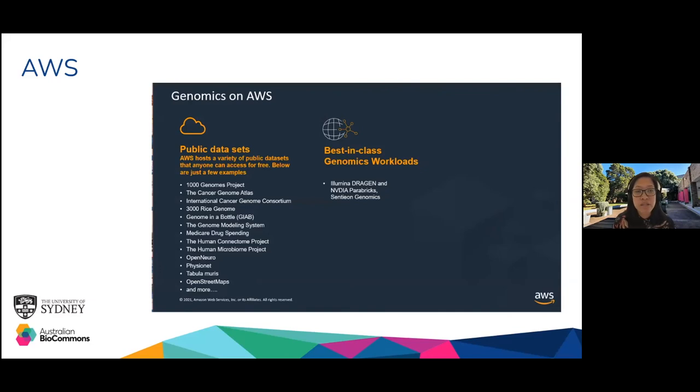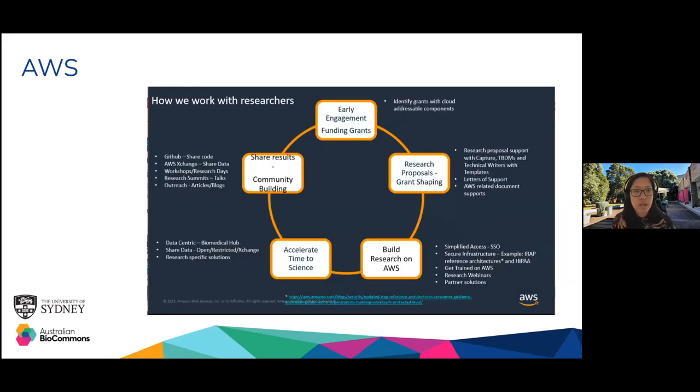AWS have links into some public data sets, including the 1000 Genomes Project and TCGA data sets. They also have some commercial pipelines available, like the Illumina Dragon and NVIDIA Parabricks, which is a GPU-powered variant calling pipeline. They work with researchers in many different ways. They help write the computing aspects for grant proposals, and they provide workshops and events.